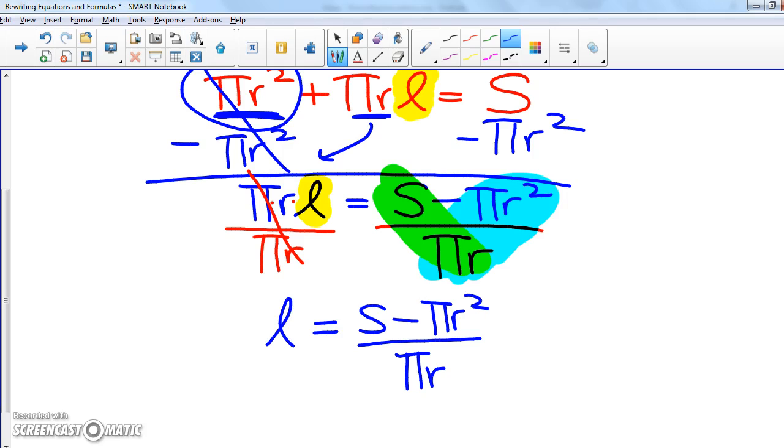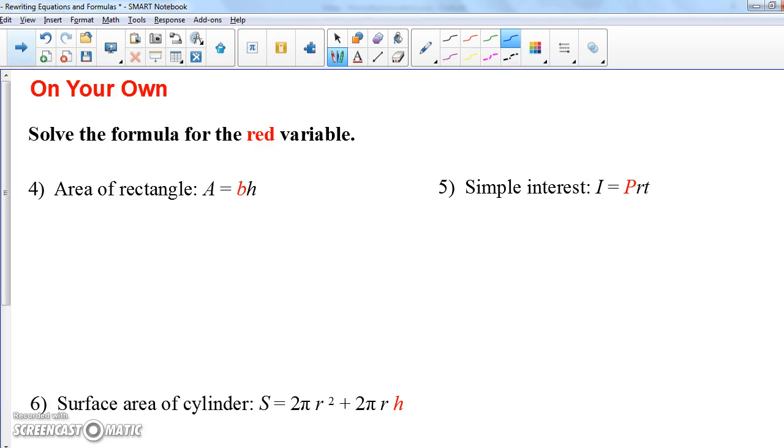All right, so it looks a little bit confusing because of all the letters, but the key is just keep track of where the L is and move everything else over using the rules you already know. If it's being added, you subtract. If it's being multiplied, you divide, and so on. Okay, so what I'd like you to do is go ahead and try these three on your own. Pause the video here, and when you're done, hit play and check your answers.